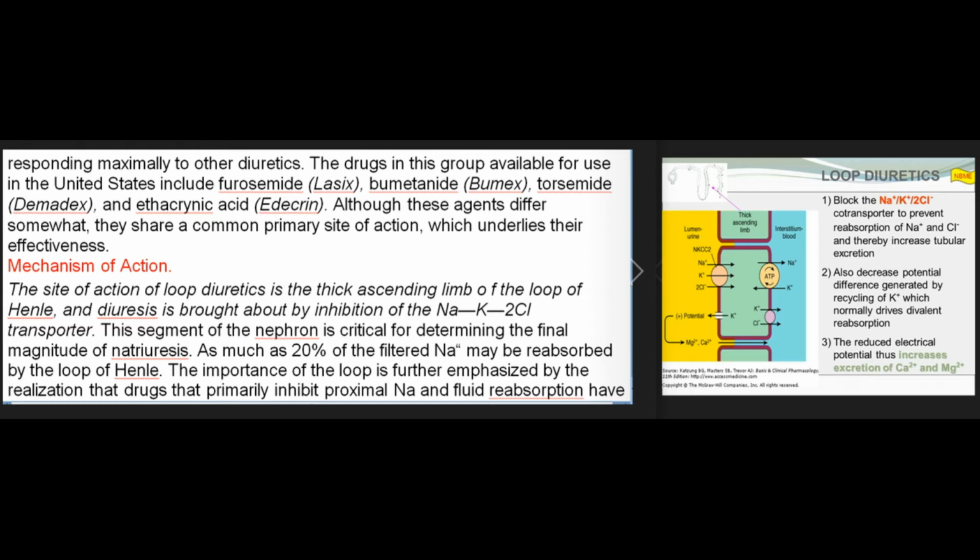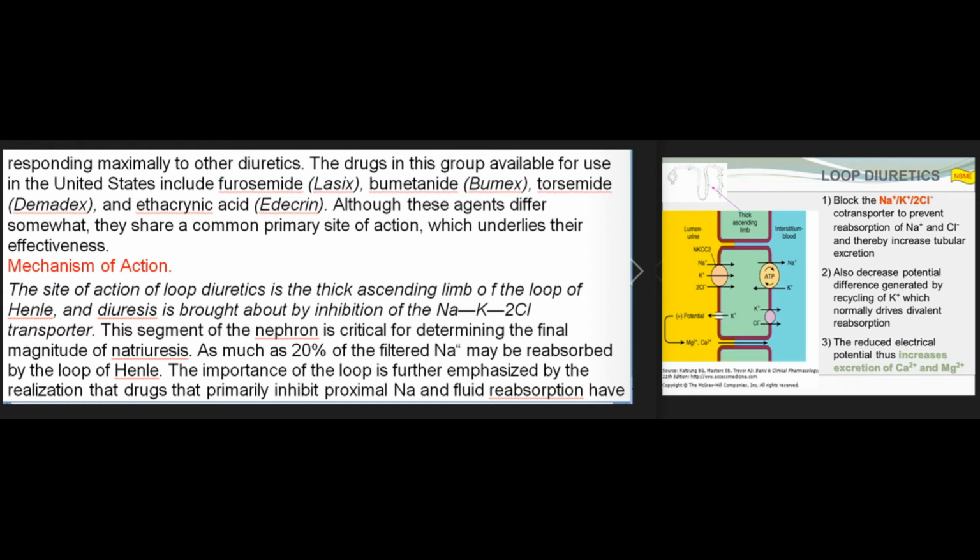Mechanism of action. The site of action of loop diuretics is the thick ascending limb of the loop of Henle, and diuresis is brought about by inhibition of the NaK2Cl transporter. This segment of the nephron is critical for determining the final magnitude of natriuresis. As much as 20% of the filtered Na may be reabsorbed by the loop of Henle.